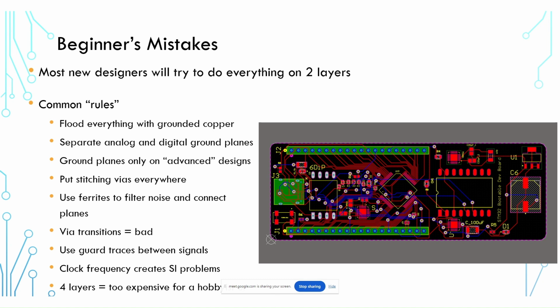The next one is that via transitions are generally bad. I don't know where this came from. I think this is something that originated from RF design. And then, of course, everyone said, well, my little Arduino board shouldn't have via transitions either, which is also just incorrect.